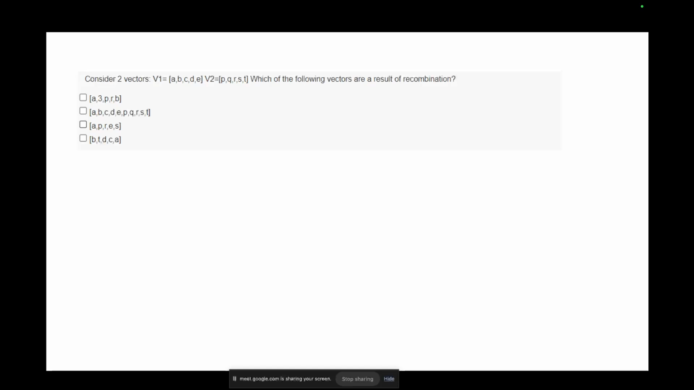Recombination. I think the last two. Because it is recombination. Oh, I think I put the wrong answer here. Anyway, it is going to be the last two, I think. Yeah, last two.